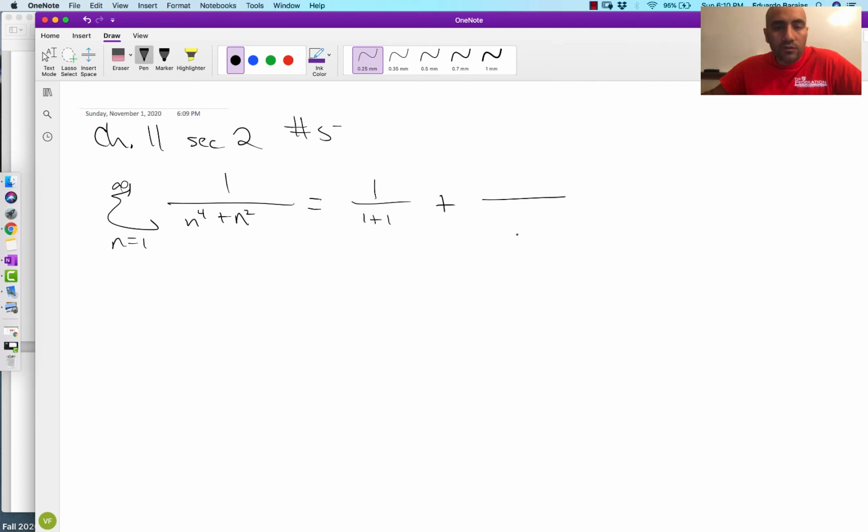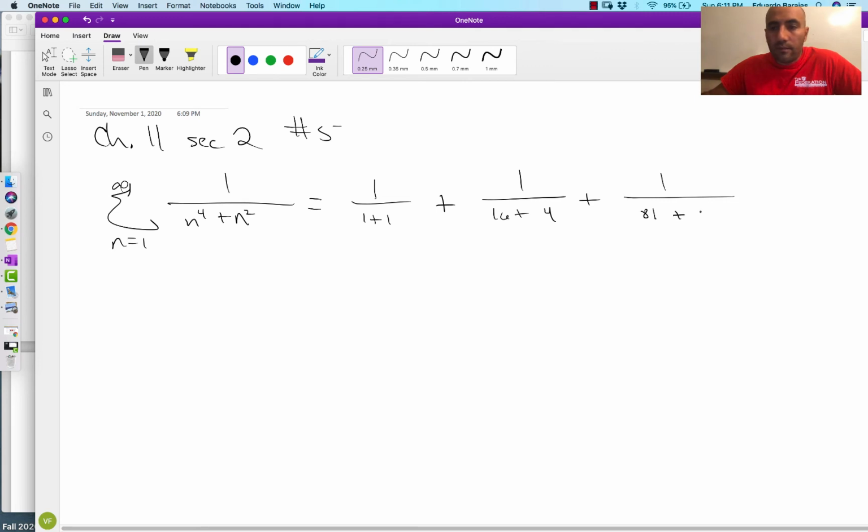Plus, okay, when n equals 2, ooh, that's just going to get really ugly real quick. 2 to the 4th power, that's equal to 16, plus 2 to the 2nd power, which is equal to 4, all over 1. That's already pretty ugly. 1 over 3. 3 to the 4th power is 81. And then 3 squared is 9. So we end up with that. Plus dot, dot, dot.